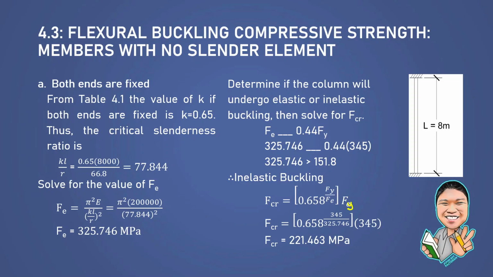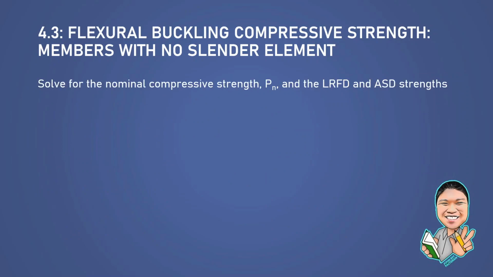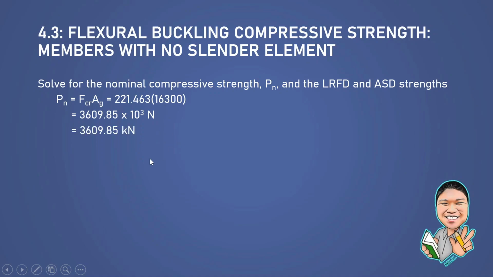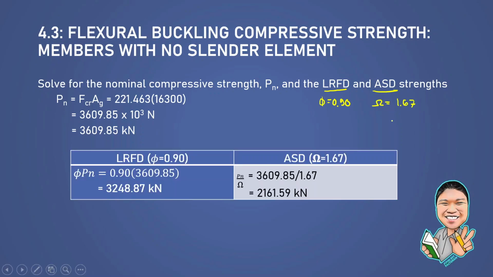Pag nahanap nyo na yung Fcr, ang gagawin nyo na lang is kailangan nyo na lang i-multiply yun ng area, then mahahanap nyo na yung LRFD and ASD strength. So, dito, Pn is Fcr times Ag. So, 221.463 times 16,300. So, that is equal to 3,609.85 times 10 cube Newton or 3,609.85 kilonewton. Ito pa lang yung nominal strength. So, kailangan pa natin mahanap yung LRFD which has a reduction factor of 0.9 and yung ASD which has a safety factor of 1.67. So, ito na siya.